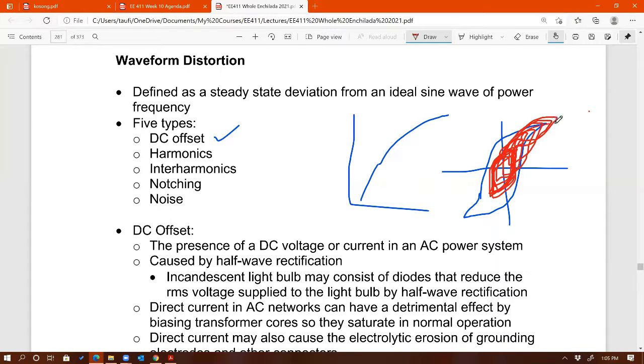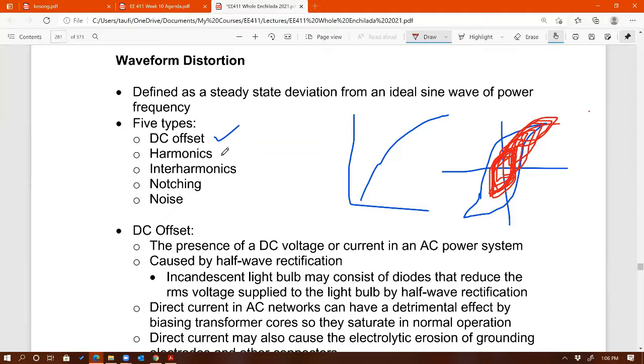Then before you know it, the transformer gets so hot, and you'll probably see fire in the transformer if it's a big transformer, right? It gets so hot because of that. Okay, so DC offset is dangerous. Yeah, you don't want to have that in the AC system.